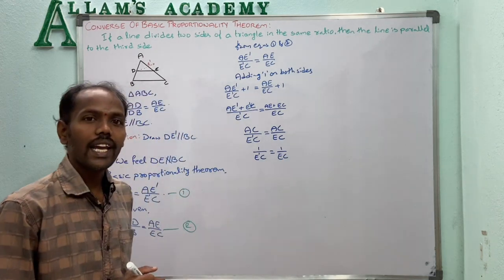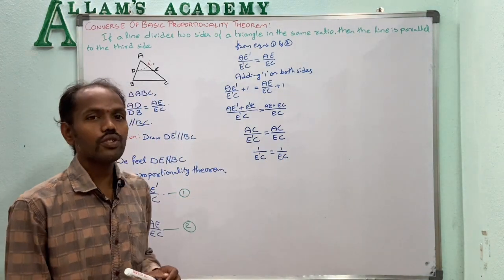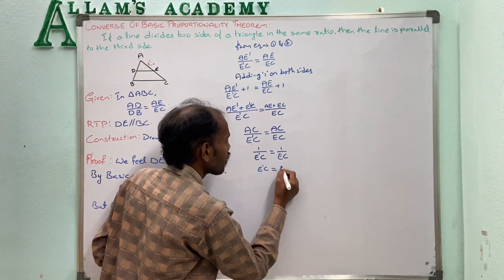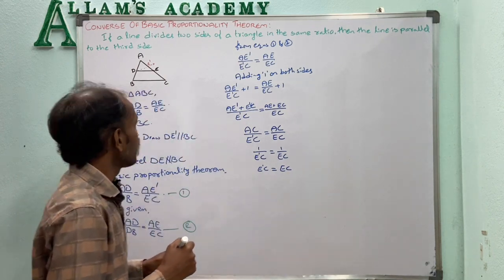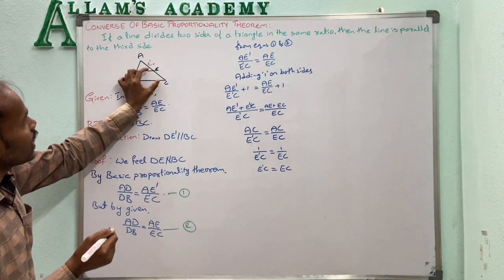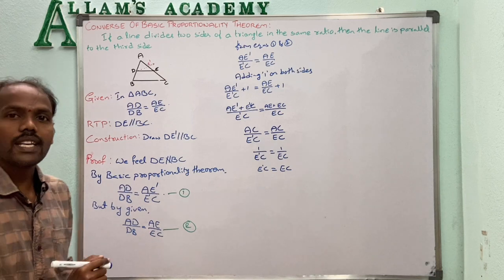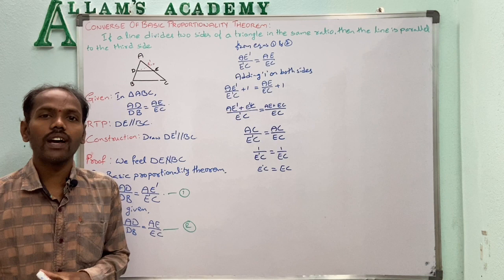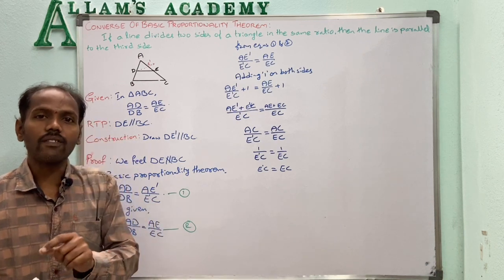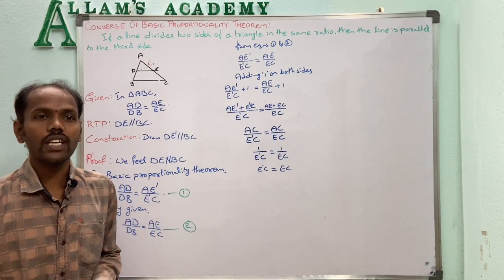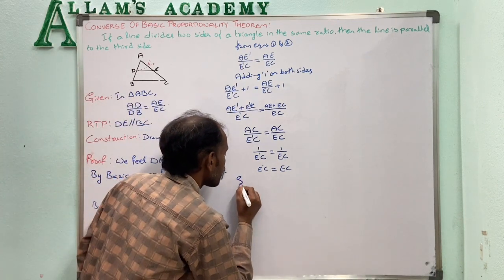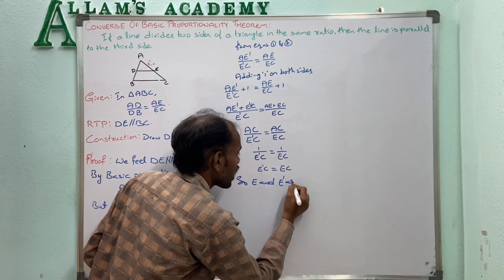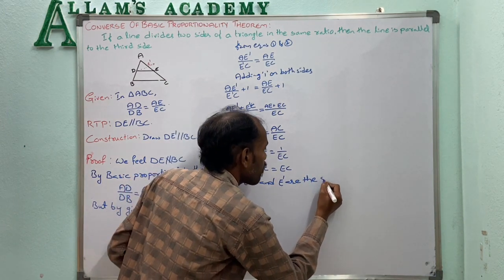Now if we write the reciprocals of these two fractions, that is nothing but E dash C equal to EC. So here E dash C and EC, both lengths are equal. When the lengths are equal, the points are equal. So E and E dash are the same points.